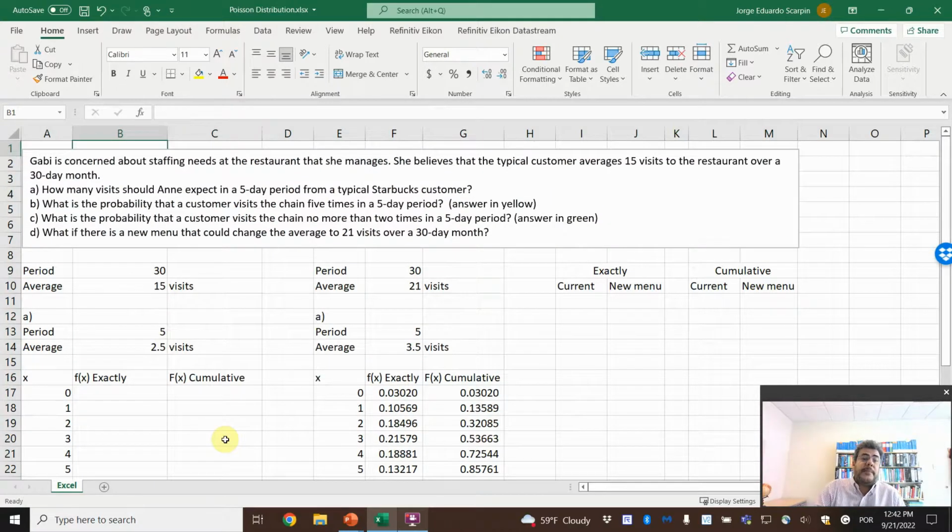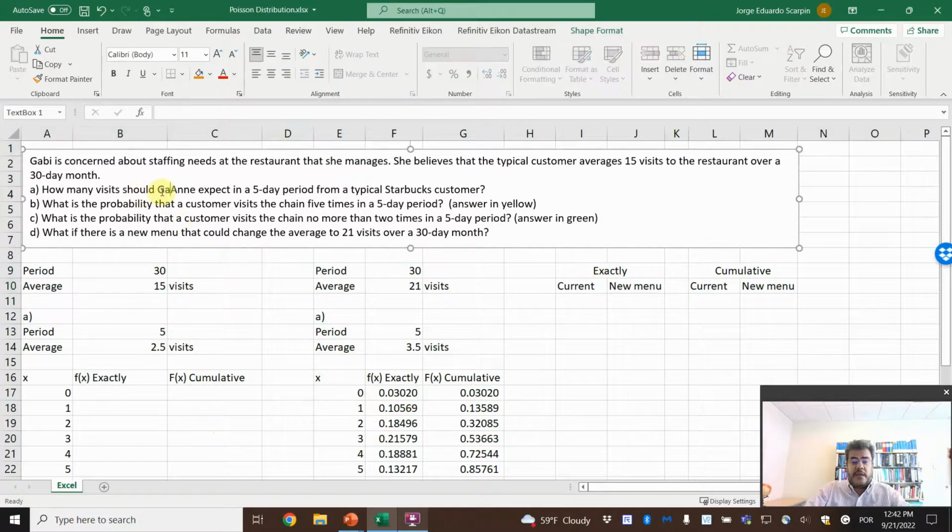So Gabby is concerned about staffing needs at the restaurant that she manages. She believes that the typical customer averages 15 visits to the restaurant over a 30-day month. So half a visit per day. And then some questions. So 30 days, 15 visits. It's Gabby, my daughter. So how many visits should Gabby expect in a 5-day period? A typical restaurant, not a Starbucks.